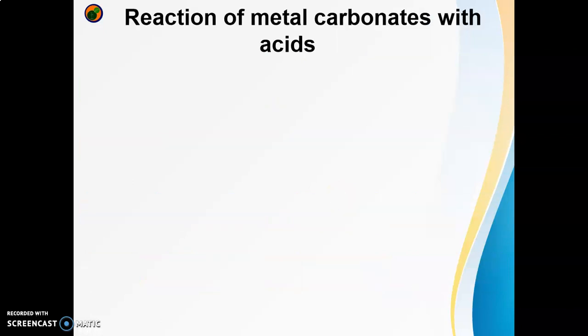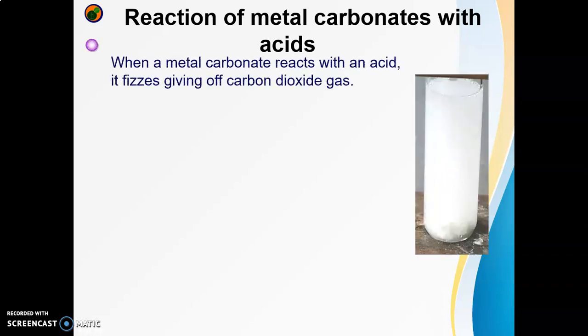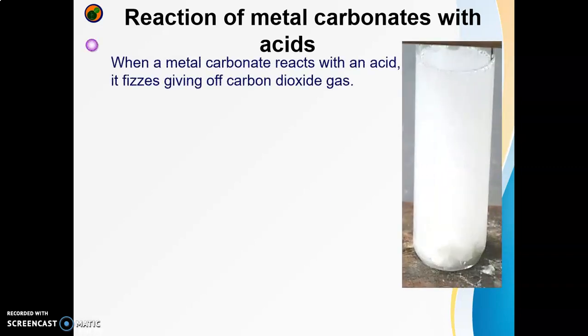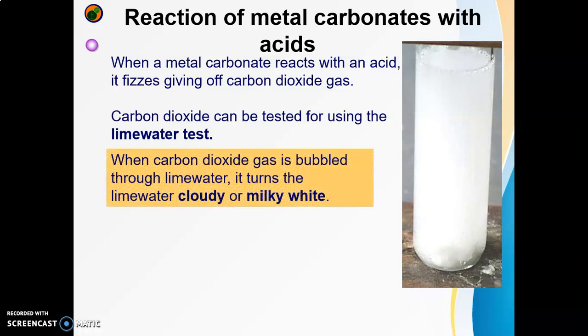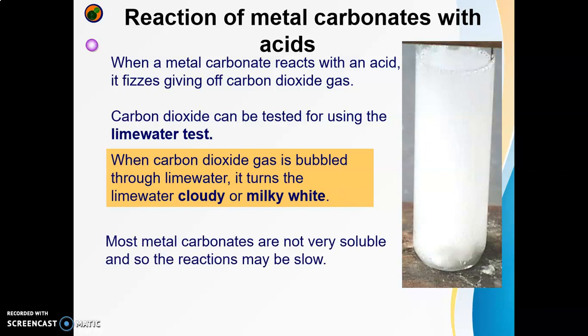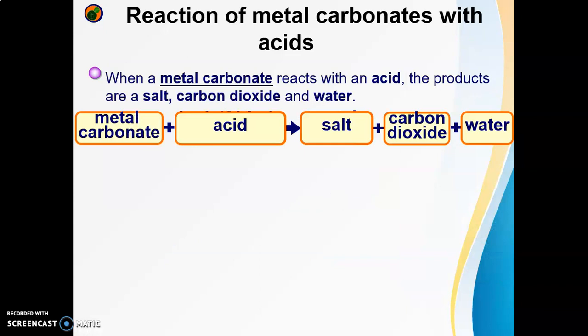Let's see the second reaction, between metal carbonate and acid. When metal carbonate reacts with acid, it will give off carbon dioxide, which can be tested using limewater. If it turns cloudy or milky white, it confirms the presence of carbon dioxide in this particular reaction. But most metal carbonates are not very soluble, so the reactions may be slow. When a metal carbonate reacts with an acid, the products will be salt, carbon dioxide and water.